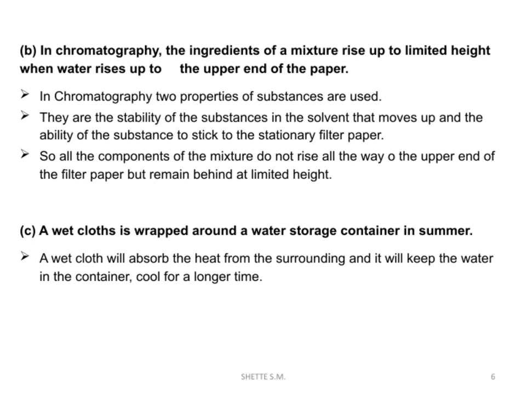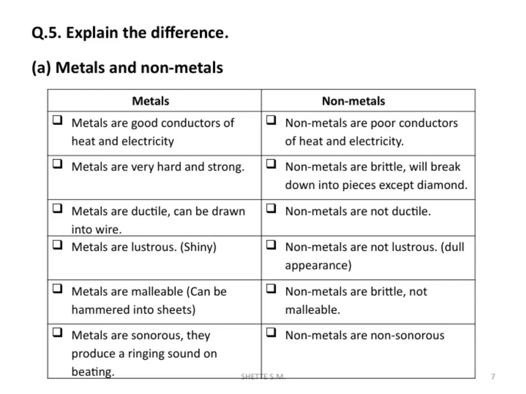Let's take a closer look at the differences between metals and non-metals. First, metals are excellent conductors of heat and electricity, which means they allow heat and electrical current to pass through them easily. This is why metals are used in wiring and cookware. In contrast, non-metals are poor conductors, so they don't transfer heat or electricity very well.